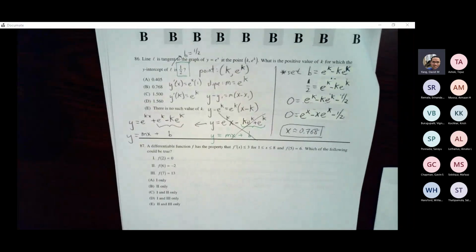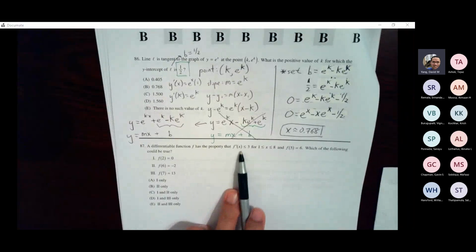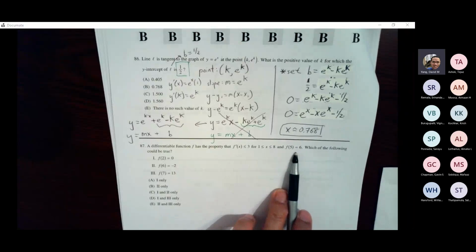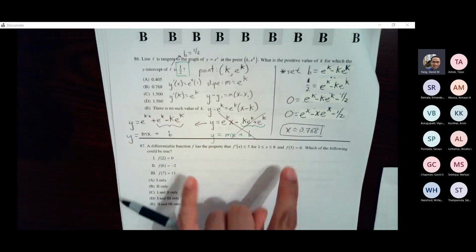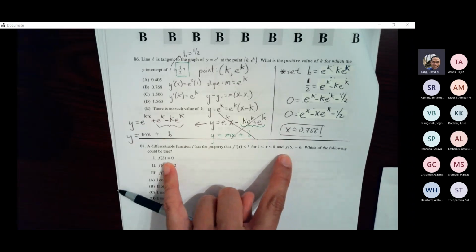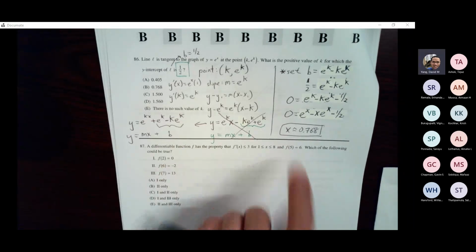Okay, 87. The differentiable function has the property that f prime is less than or equal to 3, so the slope is less than or equal to 3, and f of 5 equals 6. So which of the following could be true? We know that the slope is less than or equal to 3, and what we can do is test all the ordered pairs with the ordered pair 5, 6.